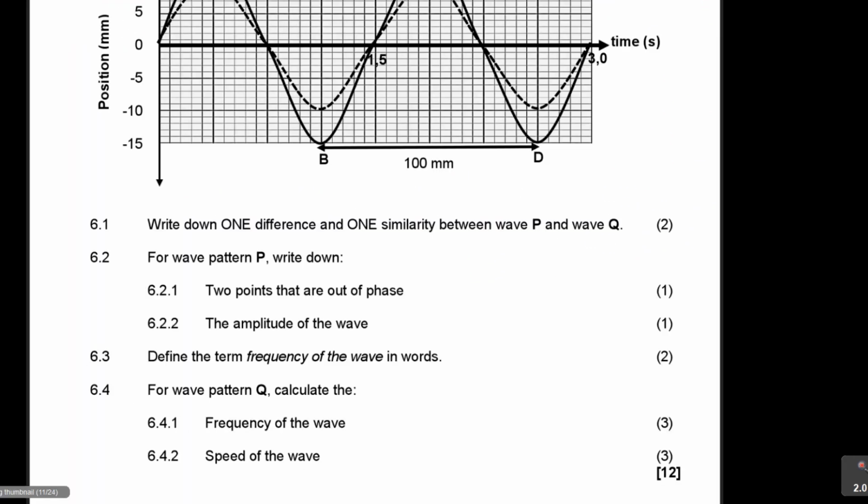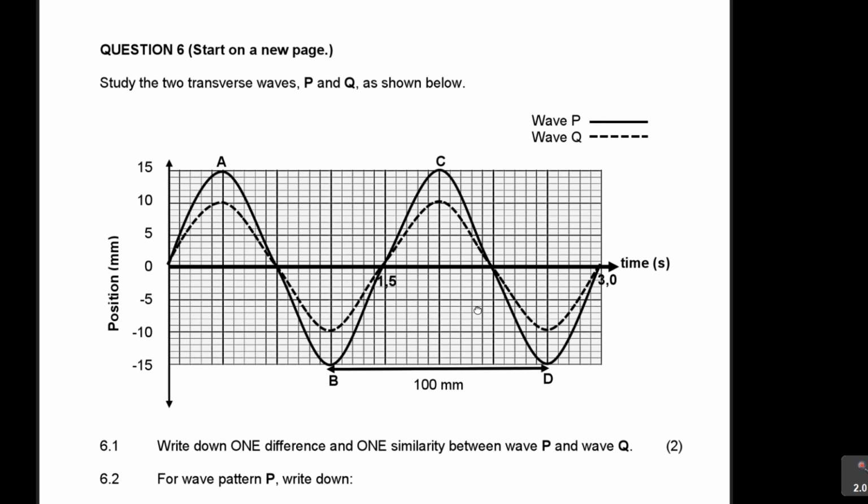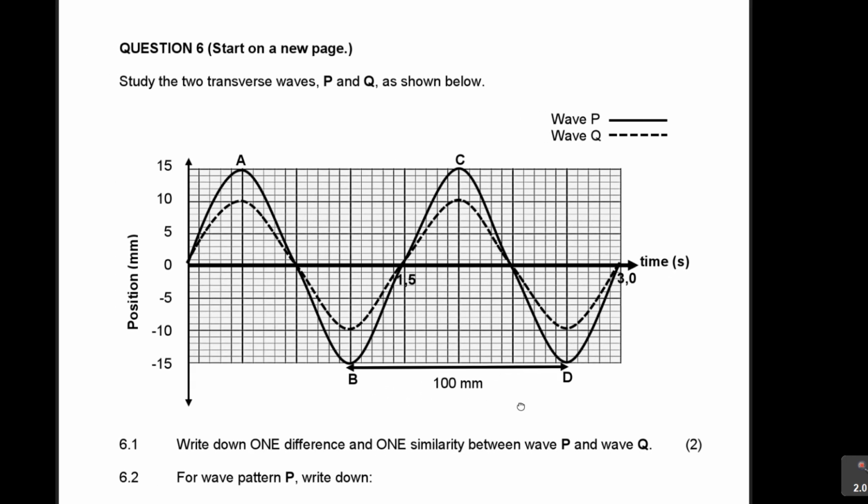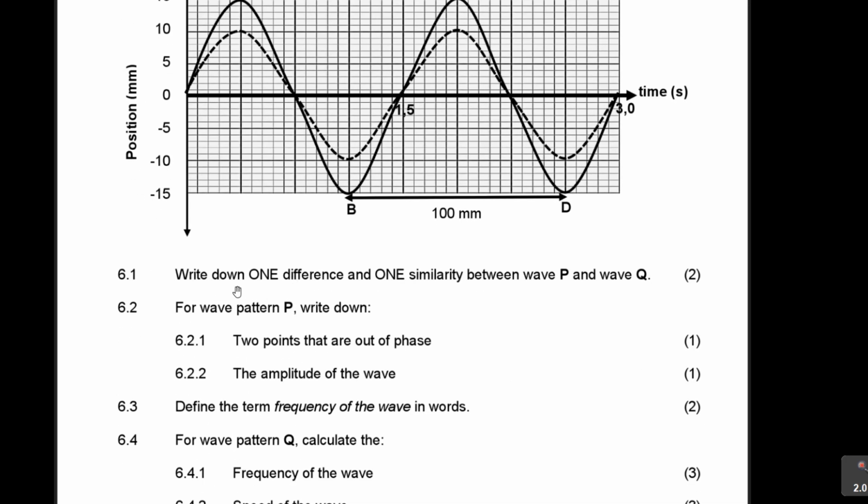Okay, it was an interesting question. Let's move on to the next question. Here it says, you see, these are previous papers. Study the two transverse waves P and Q as shown. Wave P is the solid line and wave Q is the dashed line. Alright, the position in millimeters. Be careful, they are dealing with millimeters. The time in seconds. And they told us B to D here is 100 meters because we are studying this. Question: write down one difference and one similarity between wave P and Q.